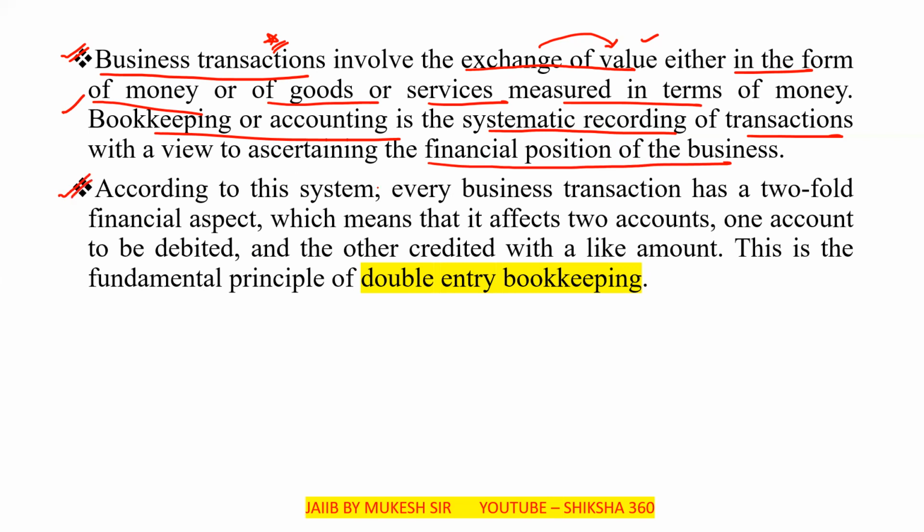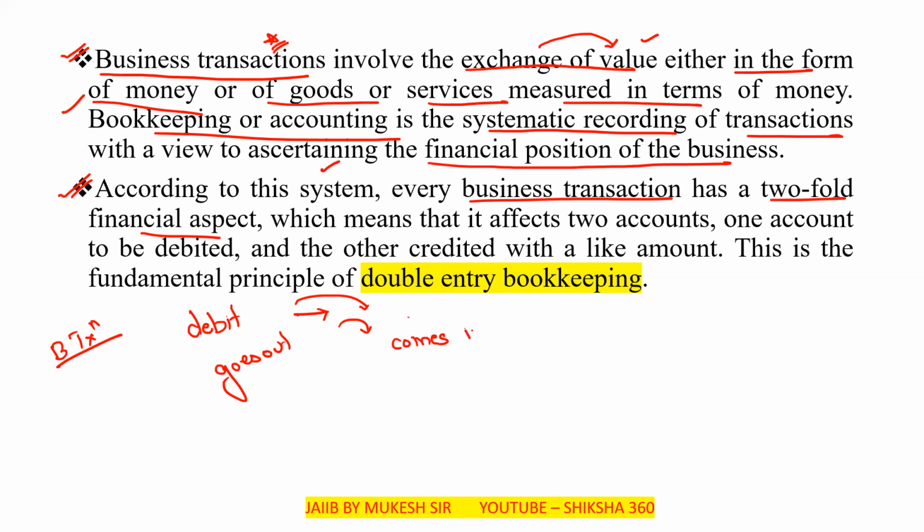According to this system, every business transaction has a twofold financial aspect. What is the meaning of that? If at one place the amount goes out, at another place it comes in. That means debit and credit. So what it means is debit or credit.